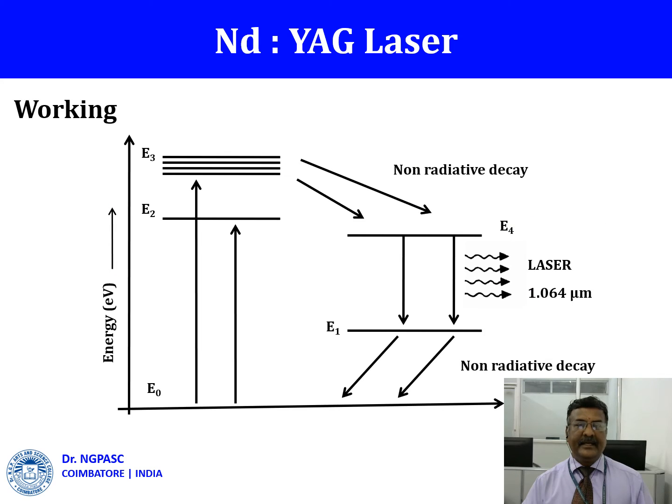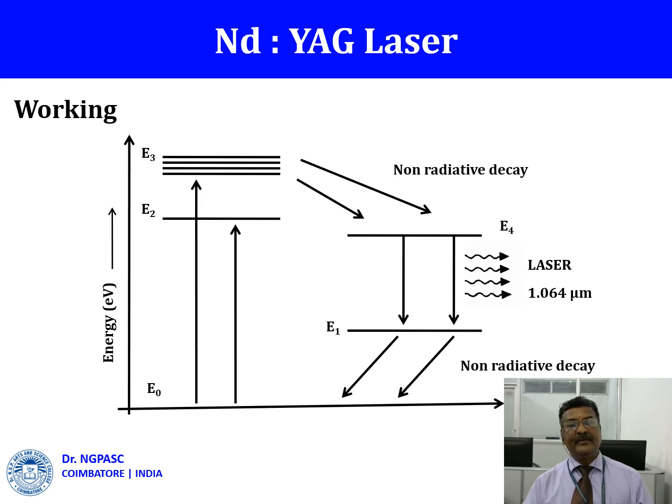Working of the ND-YAG laser: we can see the energy level diagram of the ND-YAG laser. There are four energy levels, from E1 to E4, which is why it is called a four-level laser. When the xenon flash lamp is switched on, the neodymium ions are excited from the ground state energy level to a higher energy level above E2.